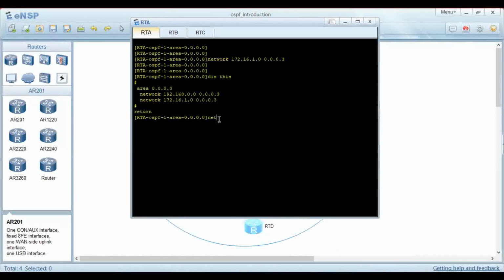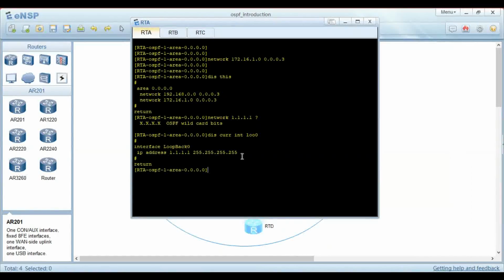We also need to add our loopback so that we are able to test our connectivity. Our loopback is 1.1.1.1. What is the wildcard mask for it? If we display the current interface loopback 0, the mask is 255.255.255.255, meaning every bit is 1. So if we convert all those bits to 0, we end up with 0.0.0.0.